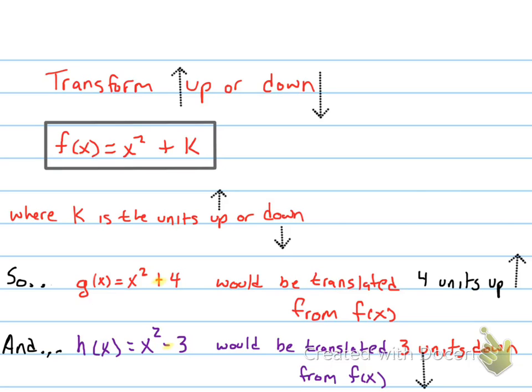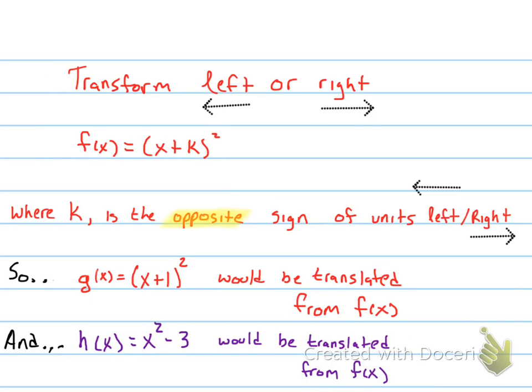Alright, so let's look at something else. Now let's look at transforming left or right. So f of x equals x plus k in parentheses, then squared. So k is the opposite sign of the units left or right. So for example, let's look at g of x, which equals x plus 1 squared.